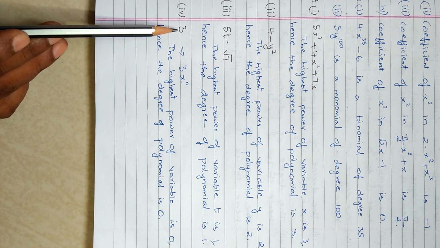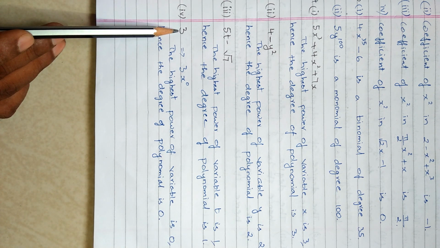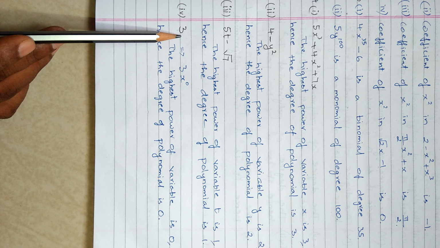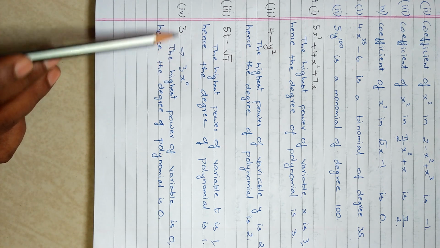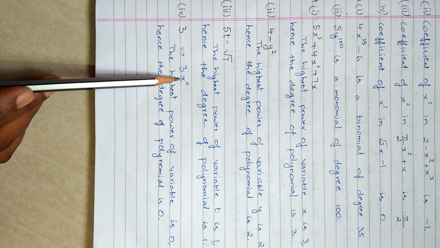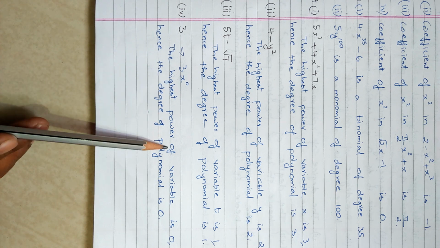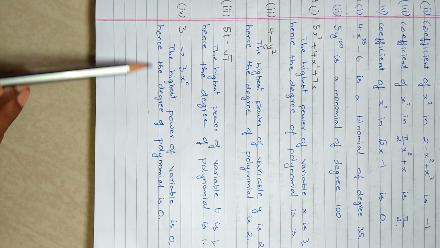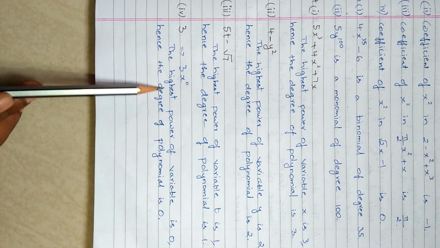And fourth one, 3. They have given only the constant value. So do we have any power for it? What is the degree over here? It is understood that some variable is there to the power of 0. See, 3 is nothing but 3 x power 0. Like this we can give any variable, x power 0. X power 0 is nothing but 1. So the highest power of the variable is 0. Hence the degree of the polynomial is 0.